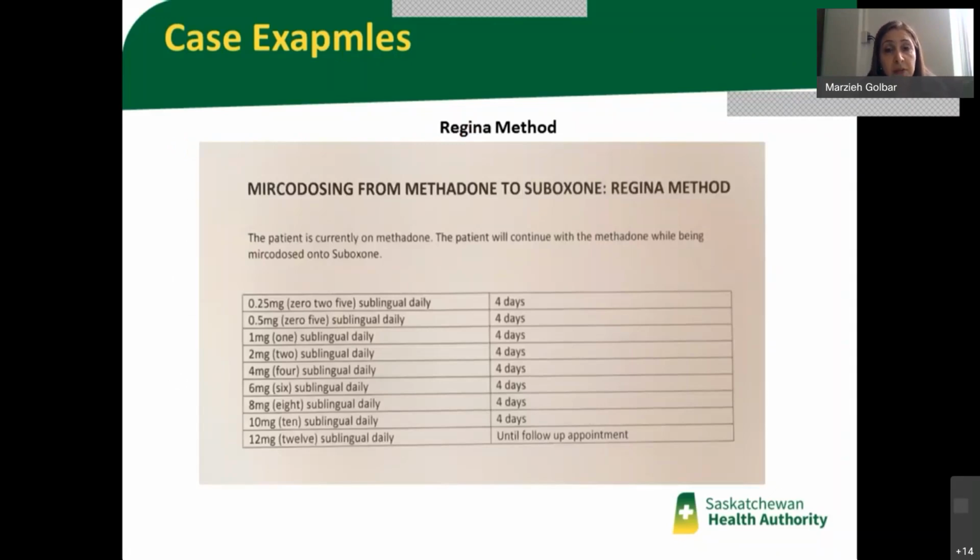So an example of what I call the Regina method, and this is my first example because it's my favorite. Not that I've used it, but because it's Regina. The 0.25 milligram, or 1/8 of a tablet, has been used as a starting dose, and you see every 4 days interval on a once-a-day basis until 12 milligrams per day.